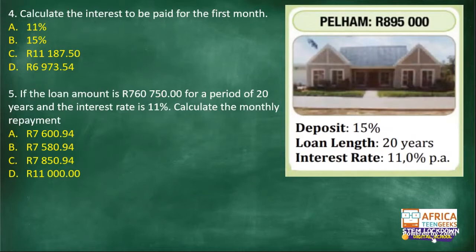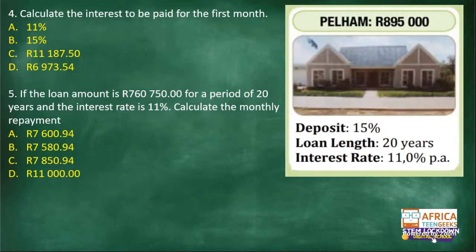The first one, of course, will be to calculate the interest which is to be paid for the first month. I've already ruled out 11% and 15% there. And the second one, of course, is to calculate the monthly repayment. So how much are you going to pay on a monthly basis in order to complete the term of your loan?